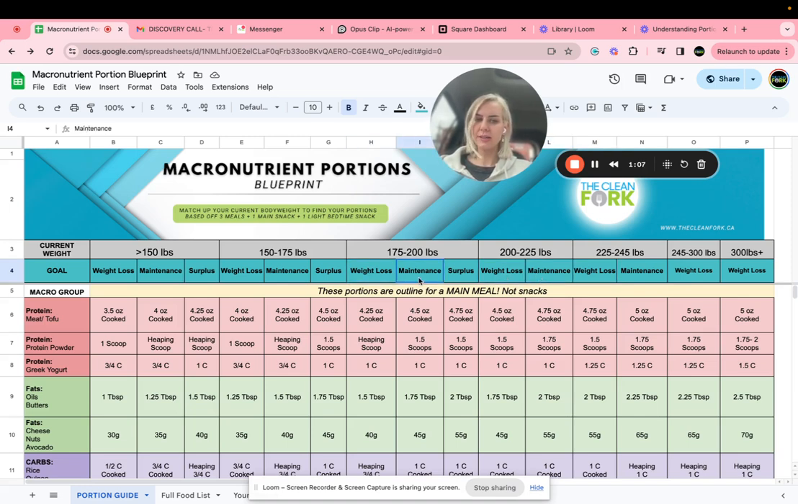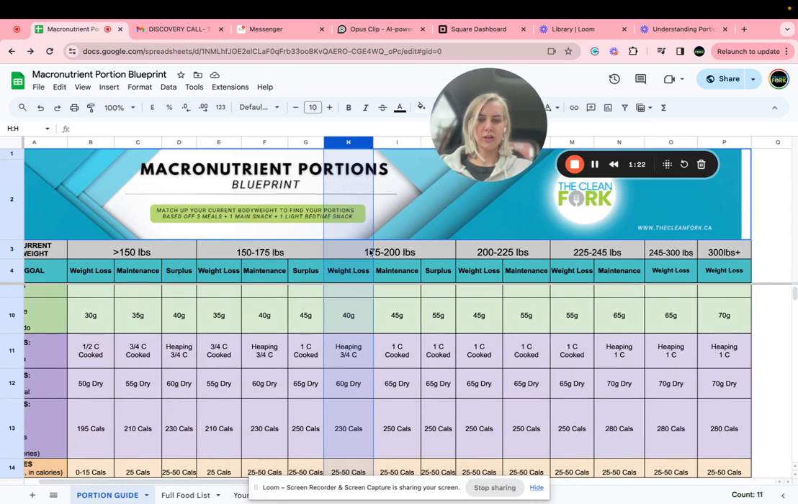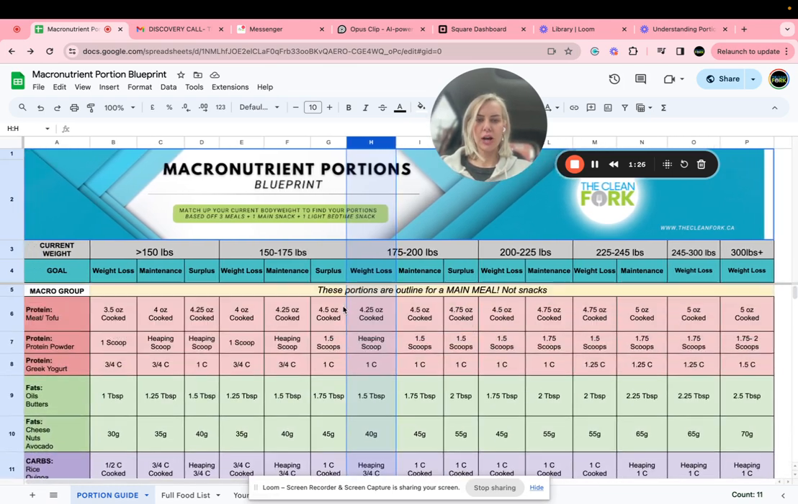So you're going to find out what you're looking for. Are you looking for weight loss? Are you looking for maintenance? Or are you looking to eat in a surplus? It's going to give you different portions based on which column you pick. Let's go with weight loss for this one. If you click at the top, it will pull that weight loss column in this weight range for all of your macros.